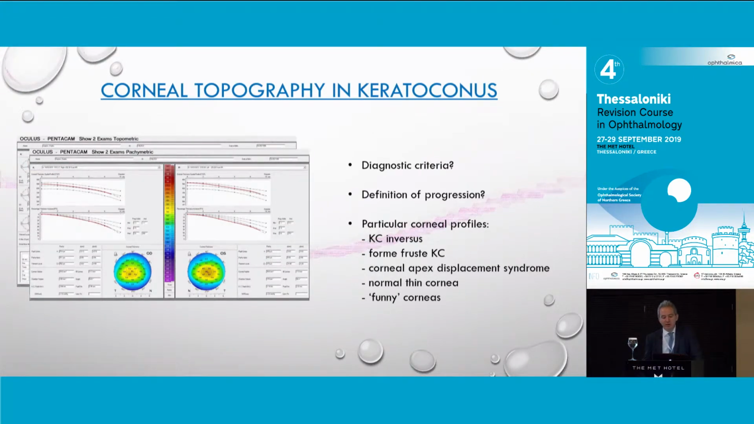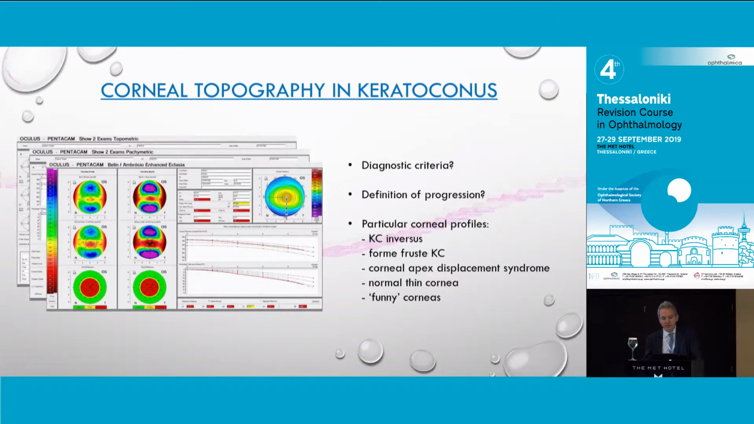We have corneal thinning with displacement of the thinnest point of the cornea from the corneal apex. And most important, we have back elevation. So I have an elevation of the posterior surface of the cornea of more than 14, 15 microns. And this is actually a must-see finding for the diagnosis of keratoconus.